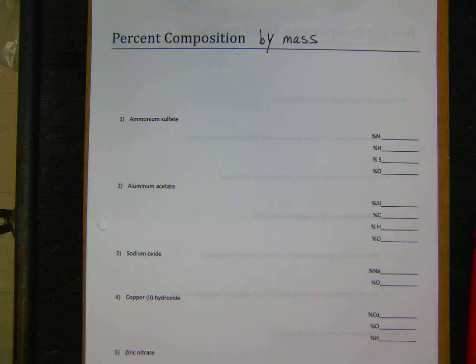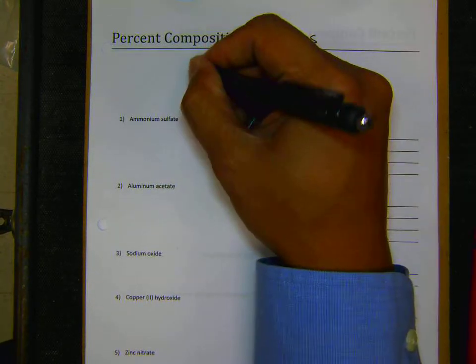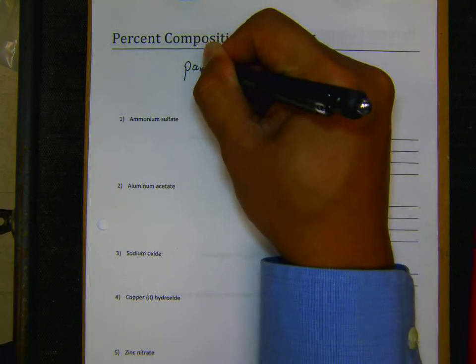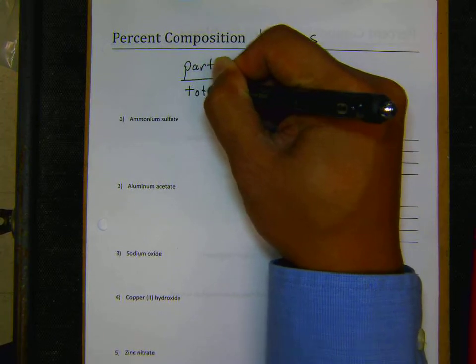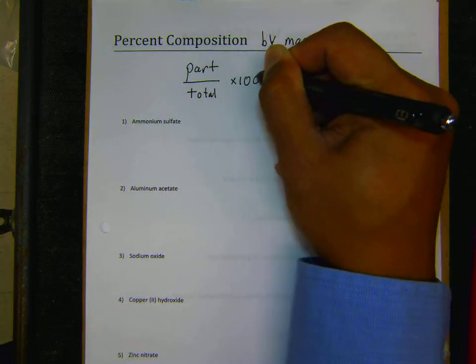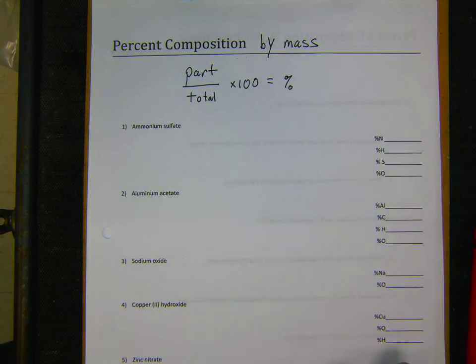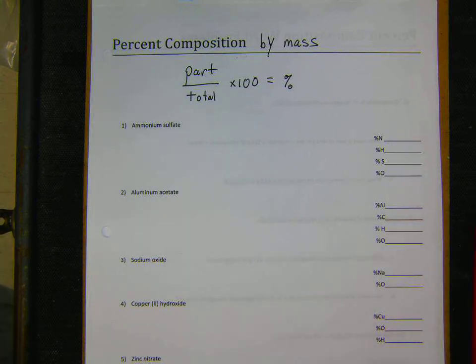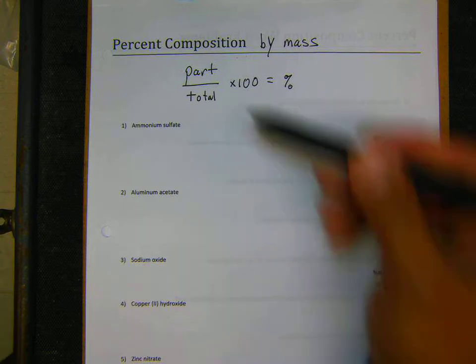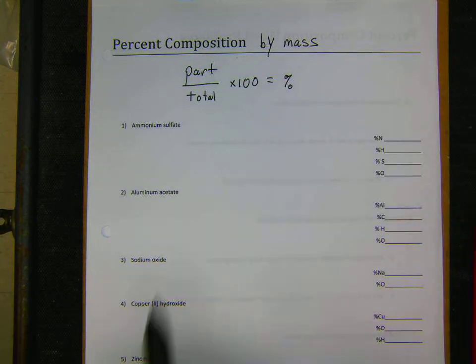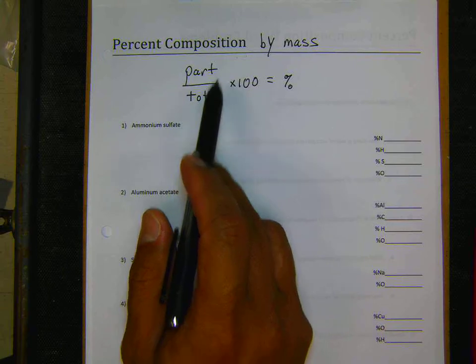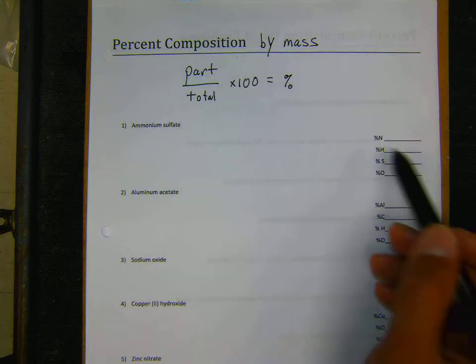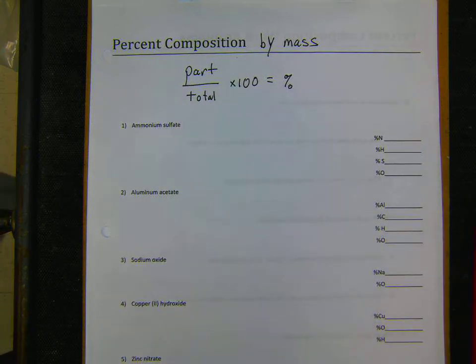But when you've learned about percentages, normally you were probably taught that a percentage is a part divided by a total, multiplied by 100, and gives you a percent. For example, if I have 10 marbles and there are 4 blue marbles, then 4 divided by 10 times 100 gives you 40% blue marbles. All right? So it's part over total. Now the total we'll be using is the molar mass, and the part will be the part from the element in that molar mass.